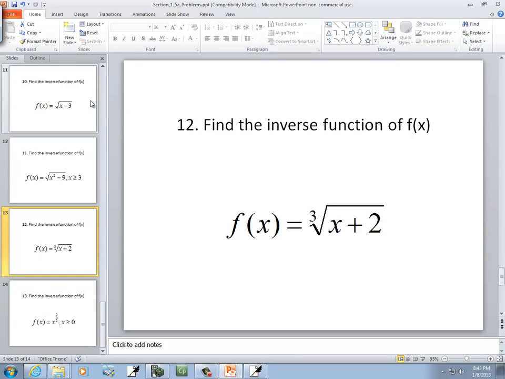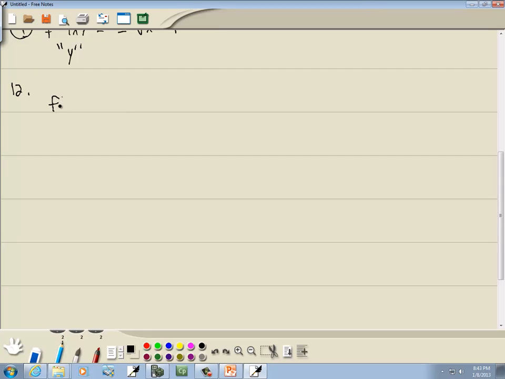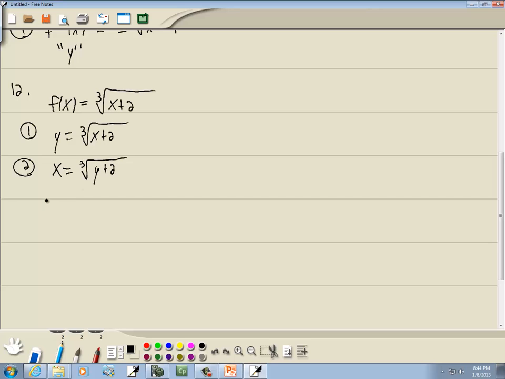We've got the cube root of x plus 2. Well, this is one-to-one. There's none of our items that were in that list: x to an even power, y to an even power, plus or minus of some sort. So let's just go through our steps. Replace your f of x with y. Step 2, interchange x and y. So I've got x is equal to the cube root of y plus 2. Step 3, solve for y.